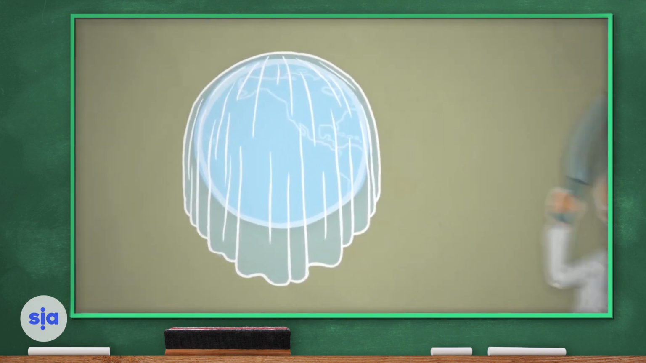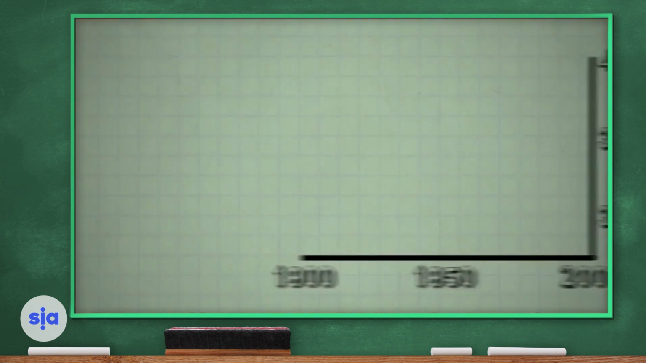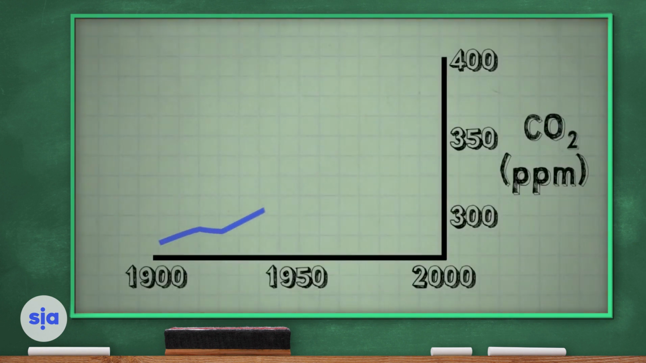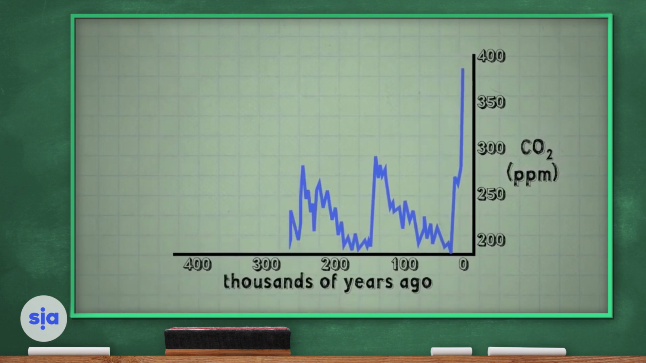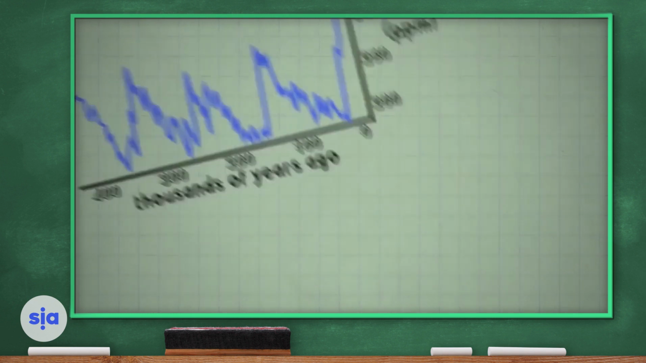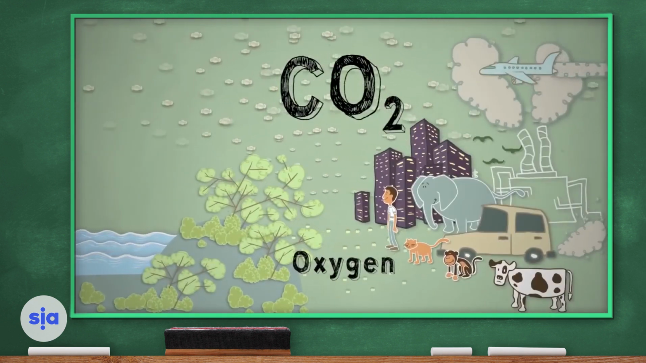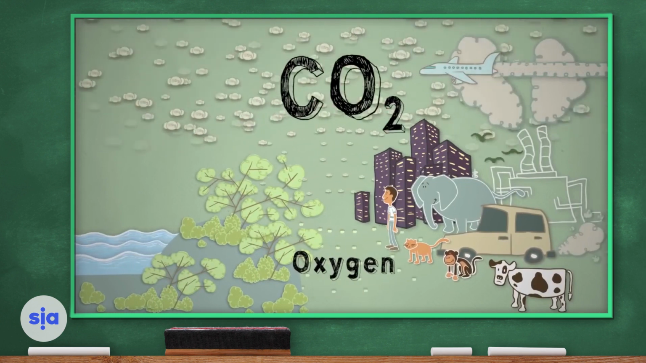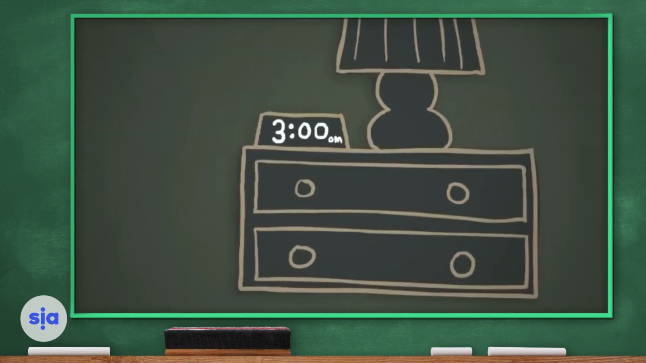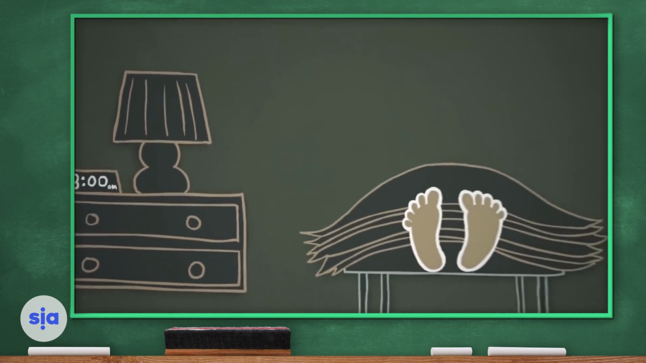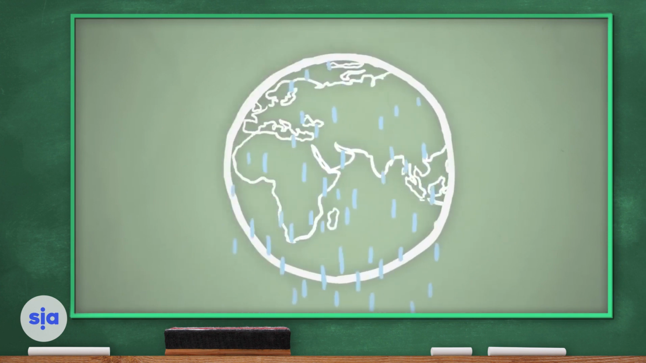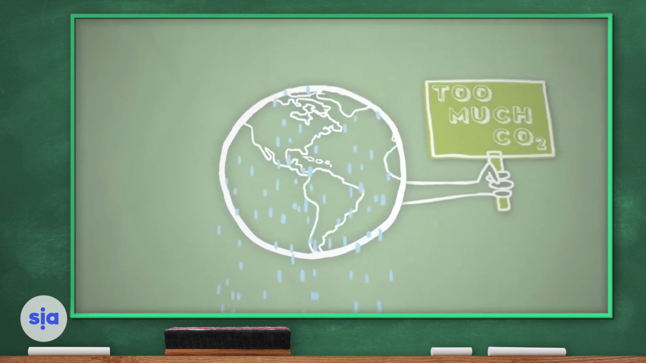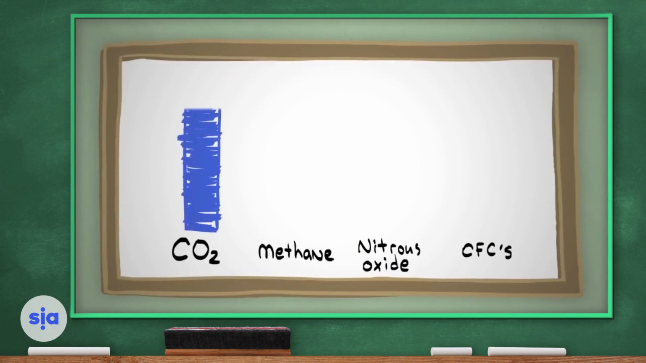But there's a problem. Scientists have observed that the amount of carbon dioxide in the atmosphere has been steadily rising over the last 100 years, soaring high above anything the Earth has seen for hundreds of thousands of years. All the plants in the world, as well as the oceans, can't absorb all the extra carbon dioxide in the air. So consider this. Have you ever put on too many blankets at night? If you've woken up hot and clammy, then you know how the Earth feels when it has more carbon dioxide than it can handle.